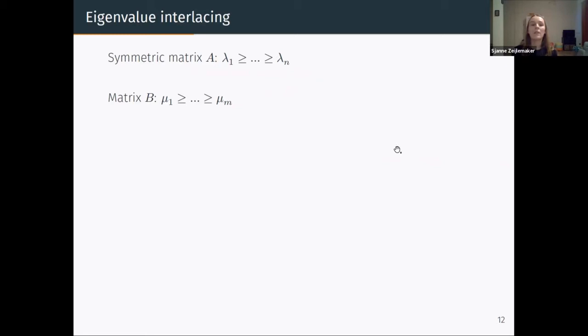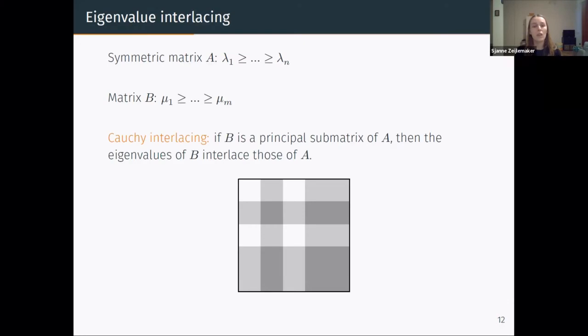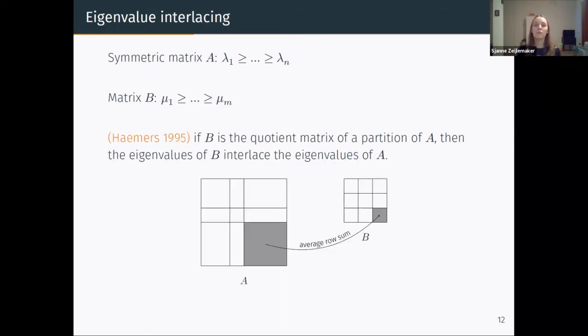Now in our case, we want to relate this to graphs. So a sequence will be a sequence of eigenvalues of the adjacency matrix. And in that case, we have two situations where we know that interlacing always occurs. So one of them is called Cauchy interlacing. And this is if we have a principal submatrix of A. So in graph terms, if we take an induced subgraph, then its eigenvalues interlace those of the original graph. And the same happens for a quotient matrix of a partition. So if we take the matrix where every cell is the row sum of a part of this partition, then again, we have this interlacing.